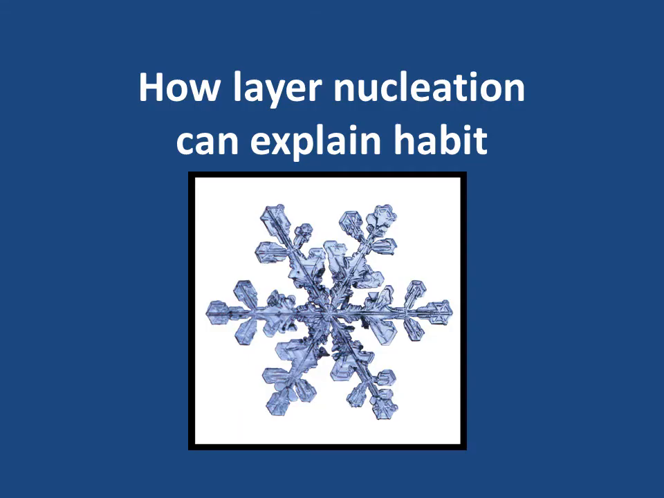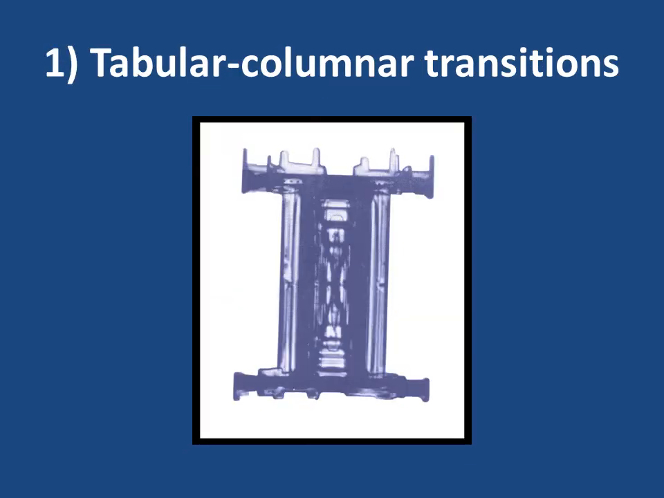So, how does layer nucleation explain crystal habit? First, how does layer nucleation explain the tabular columnar transitions? This crystal here shows two transitions. First, it grew as a column, then it fell into a tabular regime, where it grew these plates or caps. Then it fell back into the columnar regime and grew a crown. So it's a crowned capped column.